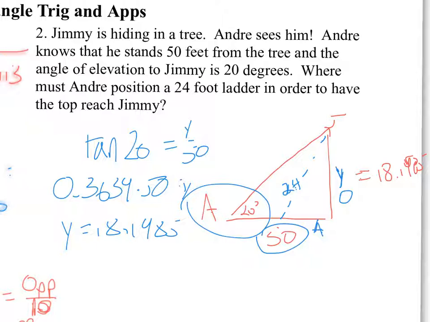Okay, now I've got to figure out this new triangle. So I've got this guy. That's my 18.1985, and I know it's got to be 24 feet of ladder. So what I need to do is figure out how far from the base of the tree I want to place that ladder. The simplest way for me to think about that is probably the Pythagorean Theorem, and that would be x squared plus 18, let's just call it 18.2 squared, is equal to 24 squared.